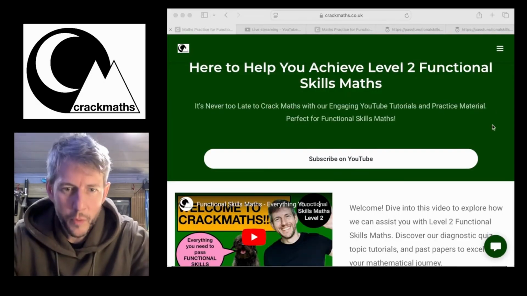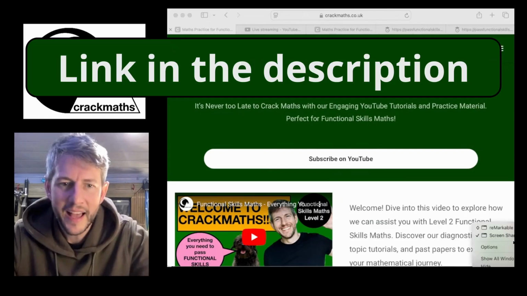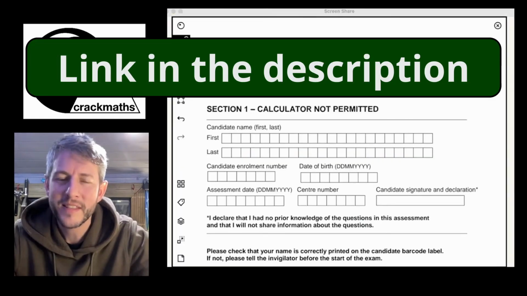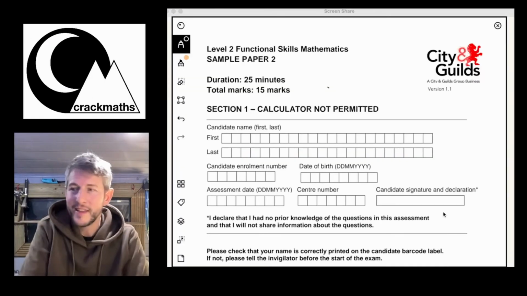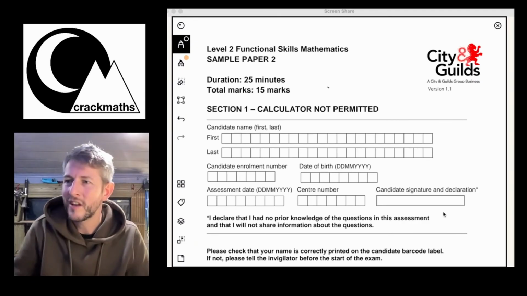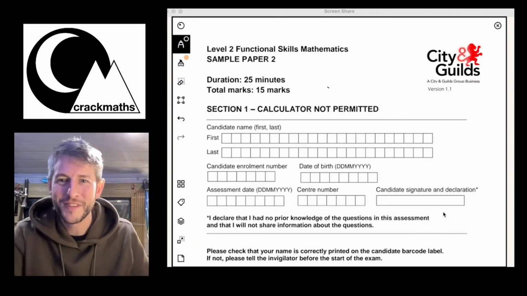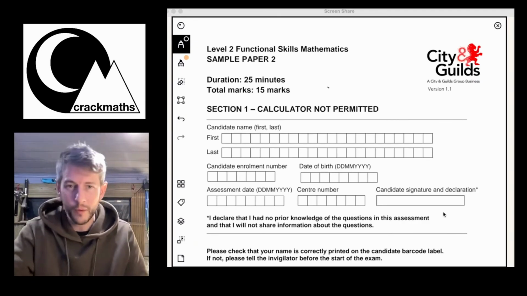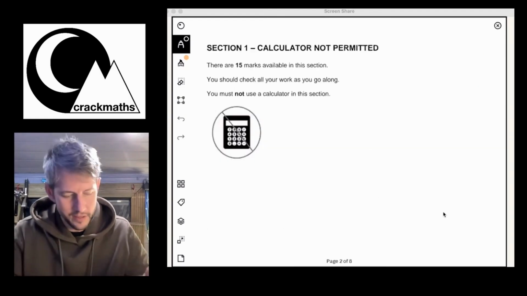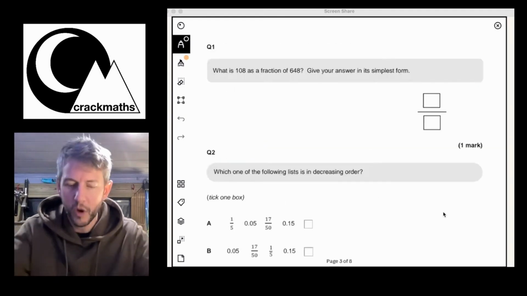So today we will be looking at the City and Guilds past paper. So that's this one here. The first part is the non-calculator section. So I think we're best off just getting started and seeing how it all goes. Let's have a look at question 1.